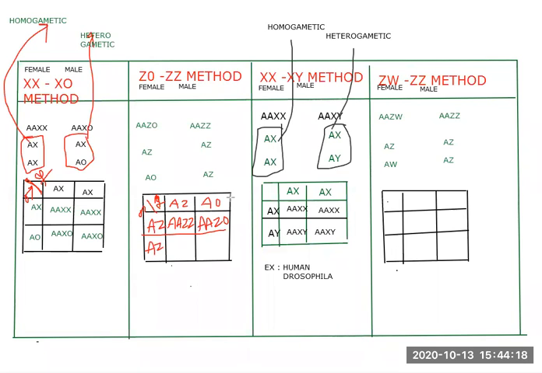Gametes, female gametes. Homo and hetero terms you should use only for the gamete. Only gamete. Now it is a zygote. Okay, next. AAZZ, what is this? Male. AAZO: female, female.